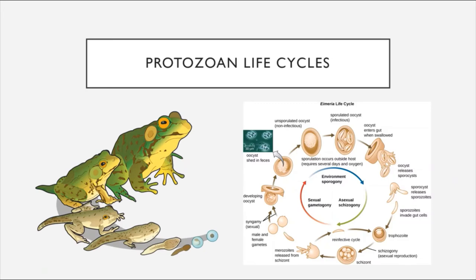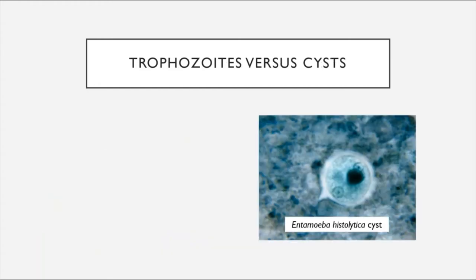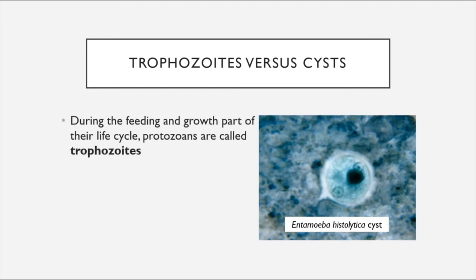So protozoan life cycles are often incredibly complex. They may move through multiple different hosts, they may move through multiple different reservoirs, and as they do so, they may develop into a few different distinct forms, which we can designate with different names. But the two main forms that we want to look at in our lecture here are the trophozoites and the cysts. The trophozoite is the stage within which the protozoan is feeding and growing.